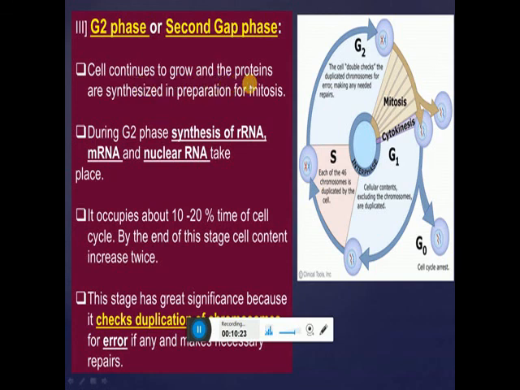So the cell continues to grow and proteins are synthesized in preparation for mitosis. During G2 phase, synthesis of rRNA, mRNA and nuclear RNA takes place. It is one characteristic feature of G2. It occupies about 10 to 20% of the time of the total cell cycle. By the end of this stage, the cell content is increased twice. This stage has great significance because the duplicated chromosomes are checked for errors and repaired in the G2 phase.